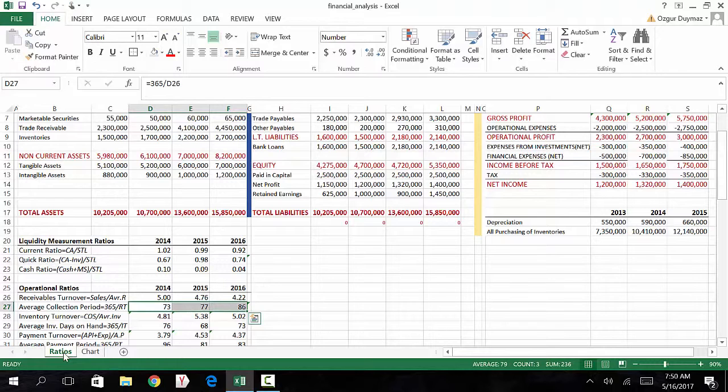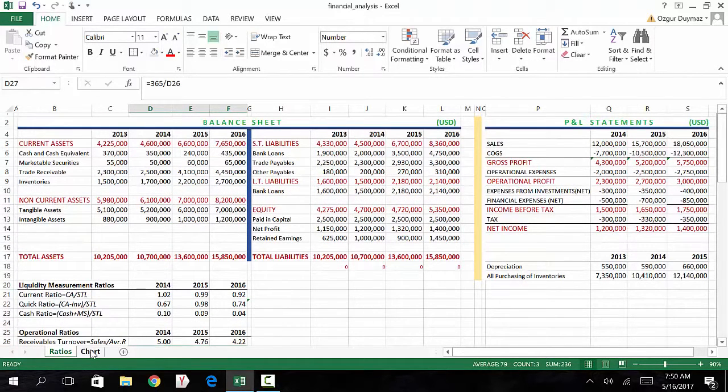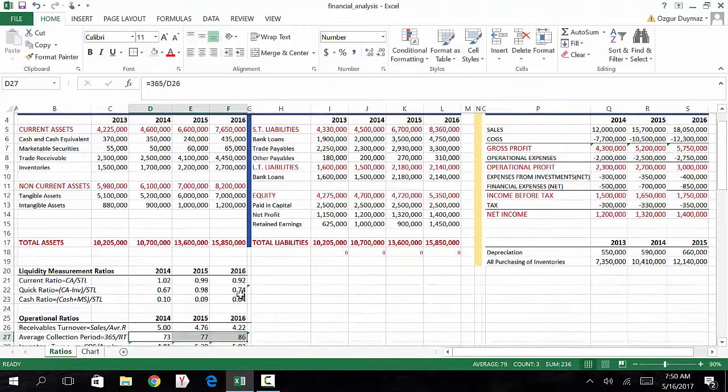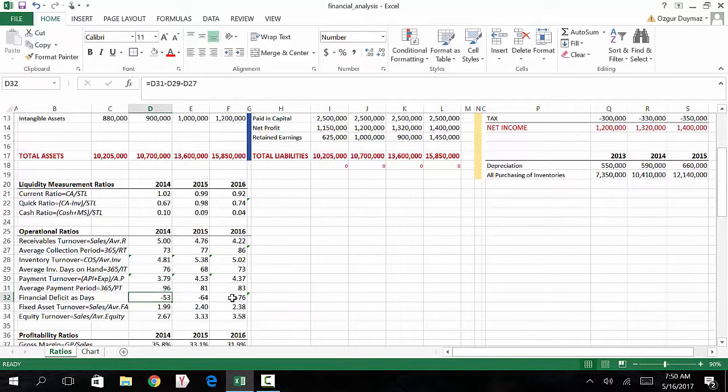And as a conclusion, the company invests in fixed assets to increase its sales, but costs and expenses rise more than sales. Besides, while the collection period increased, the payment period declined. So the financial deficit comes to, look at that, 76 days from 53 days. The company took additional loans from banks to finance this 76-day gap.